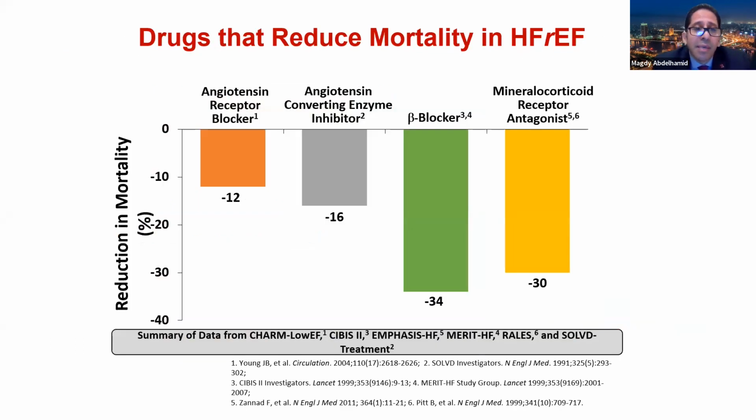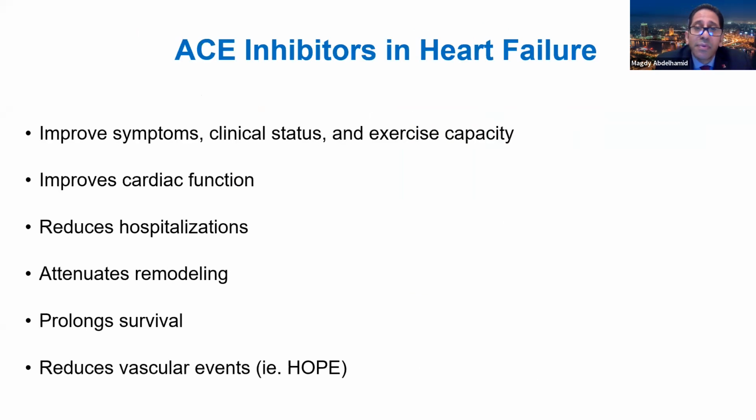So this slide summarizes the reduction in mortality achieved with the use of angiotensin receptor blocker, a relative risk reduction of 12%, with ACE inhibitor 16%, with beta blocker, either bisoprolol, metoprolol, or carvedilol, 34%. And in the RALES trial for spironolactone, or the use of eplerenone in EMPHASIS heart failure, a 30% reduction in mortality has been achieved. What about ACE inhibitors?